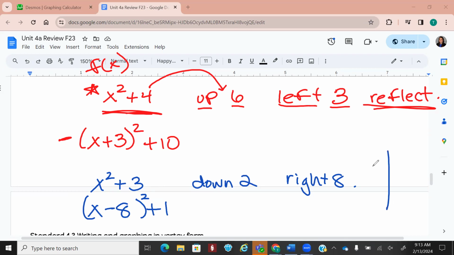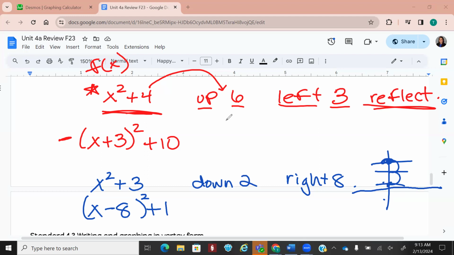So if I have 3, and then I went down 2, it'd be at 1. Like here's our graph. It's moving from 3 down to 1. I was just saying we go down, so I just leave it at 1. Okay.